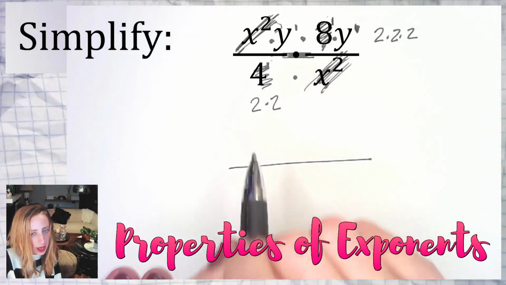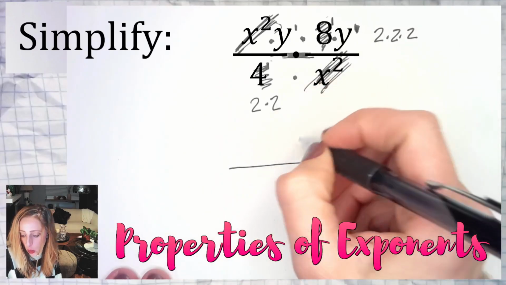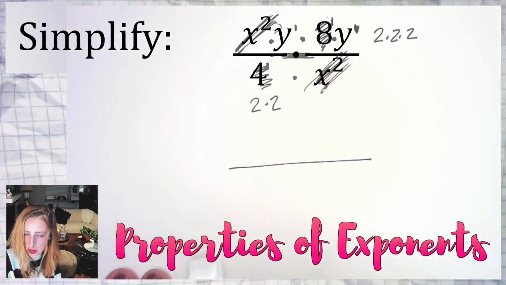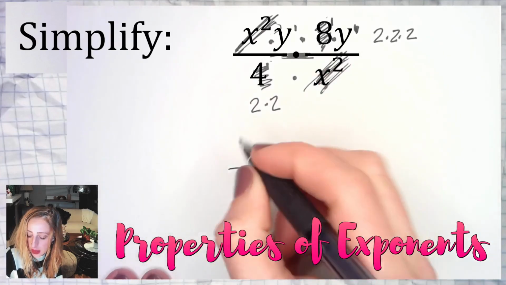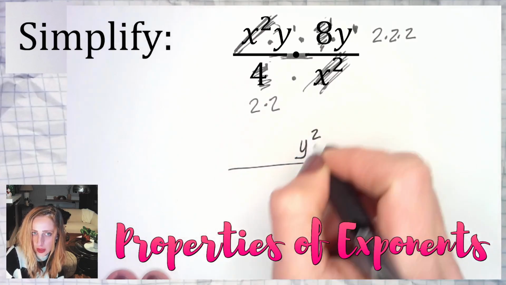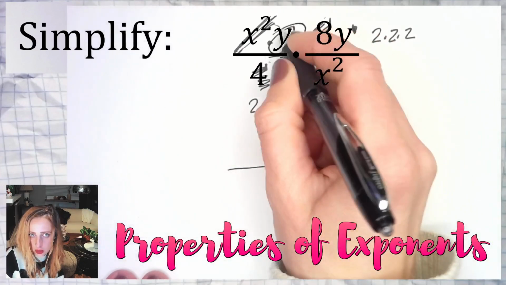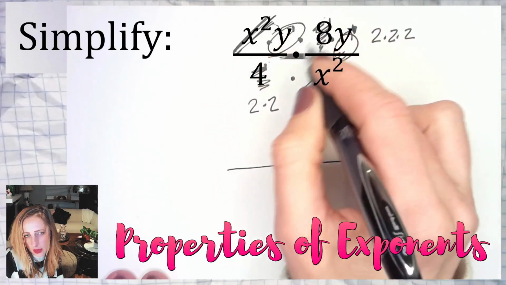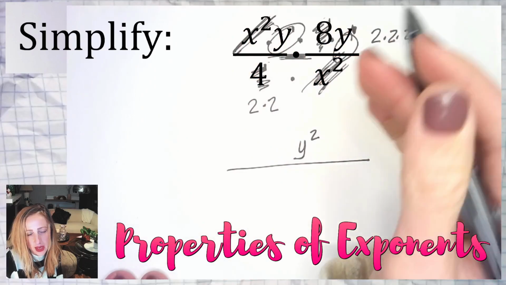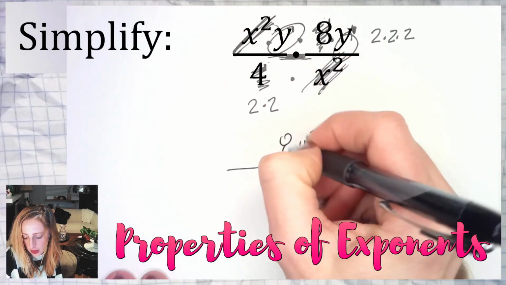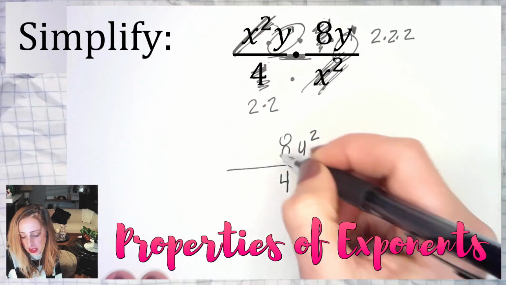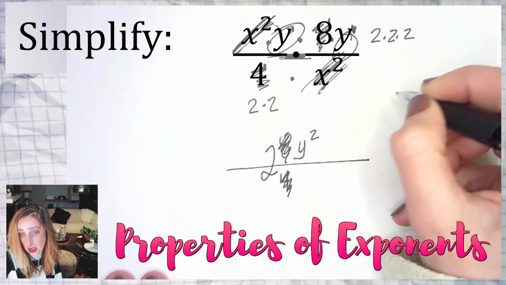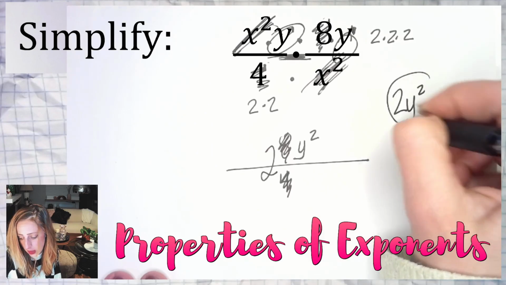Y and y, I can't cross these out. They're both on top. Y times y is really y to the 1 times y to the 1. In a case like this, the property of exponents says that we add the exponents, so that becomes y squared. So the y's are taken care of. X's over there were done. These y's are done. Now you have 8 over 4. Some of you may think of that as 8 divided by 4, which would be equal to 2. That means you could just write the answer 2y squared.